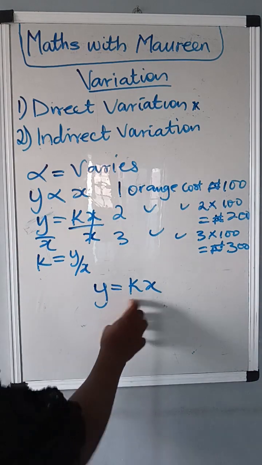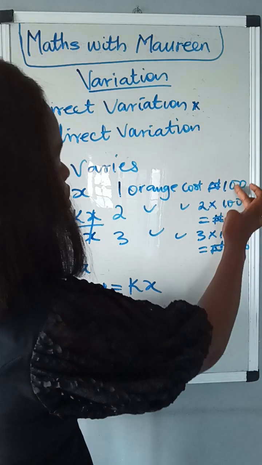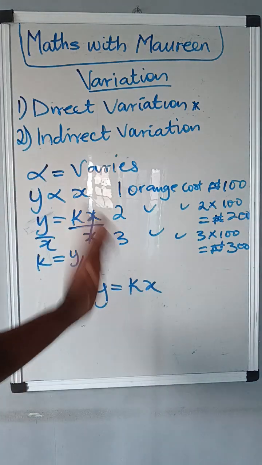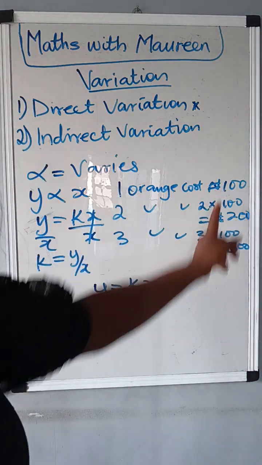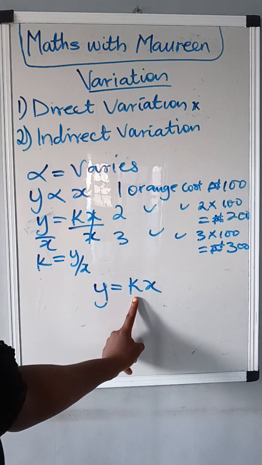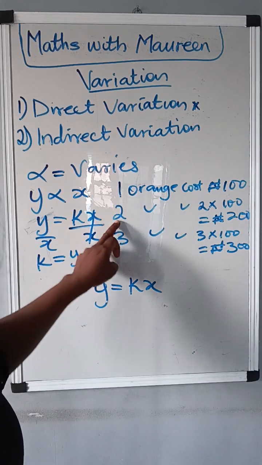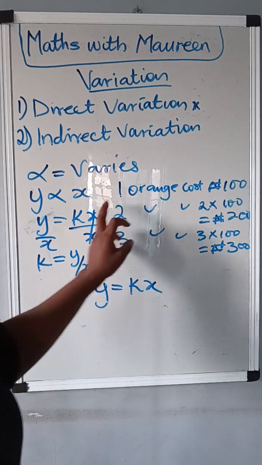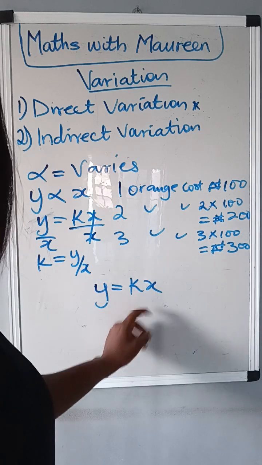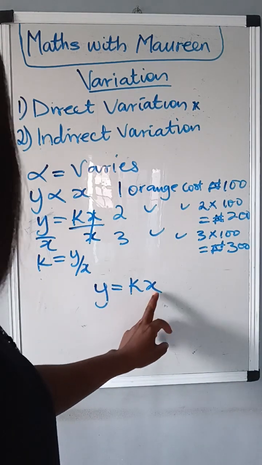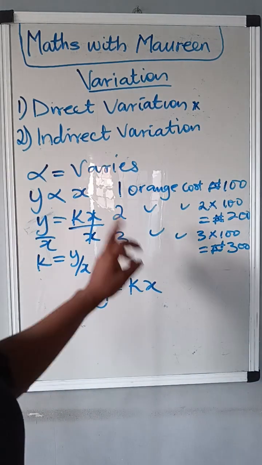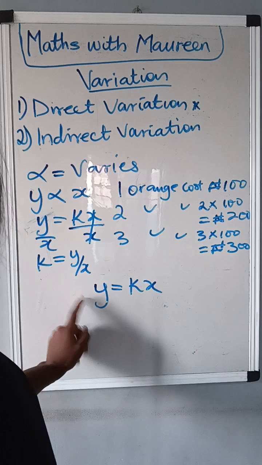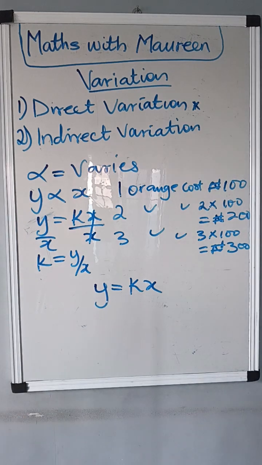All right, then the constant here is 100. You can see that throughout this place we have 100. We are just using 100. So 100, which is k, times 1, 100 times 1 will give you 100. 100 times 2 will give you 200. 100, which is constant, times the number of oranges will give you what? The cost of the orange, okay?